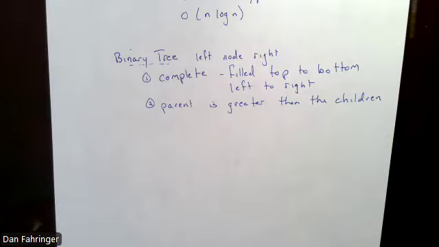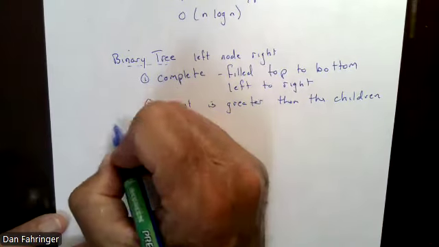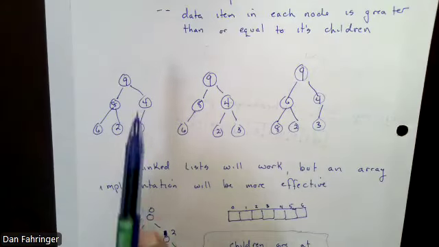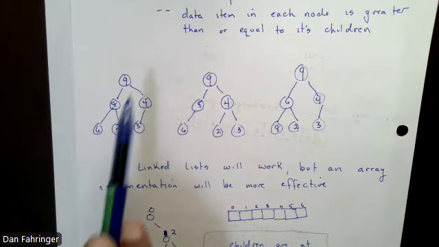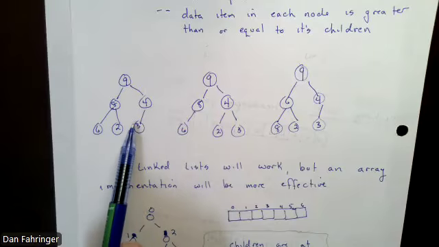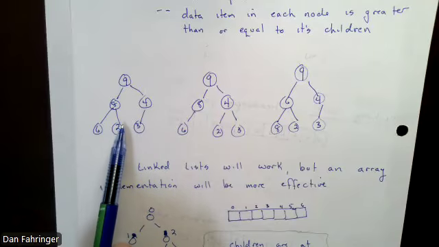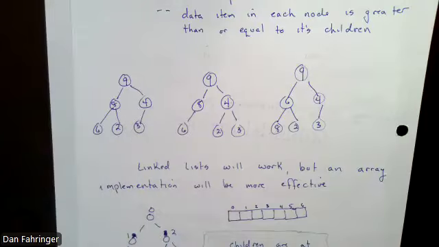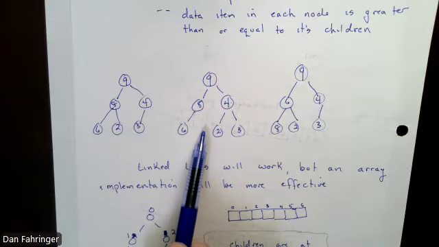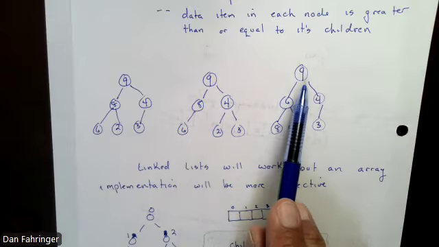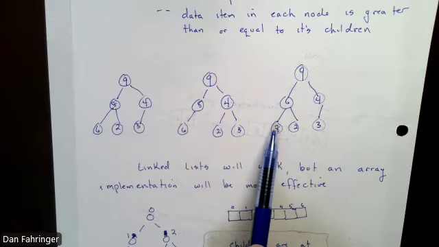Let's see a couple of examples. What do we have? And the notes I'm going to just show you instead of drawing it. Is this a heap? Is it filled in top to bottom, left to right? Yes. So it is complete. Is every parent greater than its children? Yes. This guy is not complete. It's missing one there. This guy, the parent is not larger than the node.